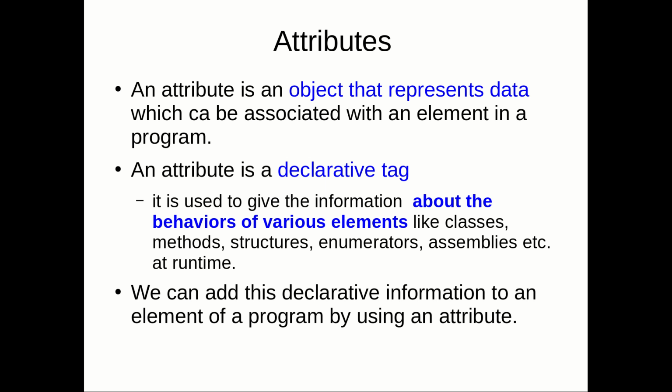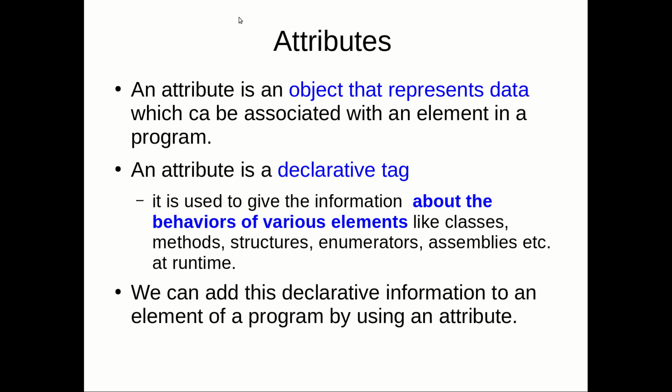Now here, the different elements in your program, such as a class or a method or a member or maybe an assembly, for these elements, if you want to add some attributes of your own, or there are some predefined attributes available. So if you want to add the predefined or a custom defined attribute to an element of your program, we can make use of the concept called attributes in C# programming. Let us see how these attributes can be used.